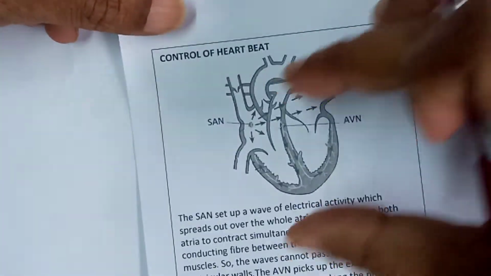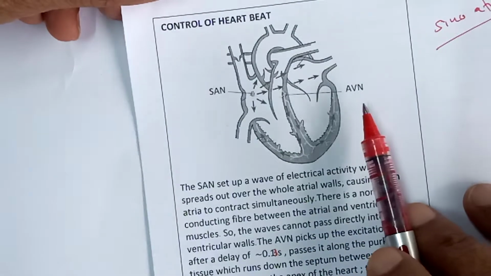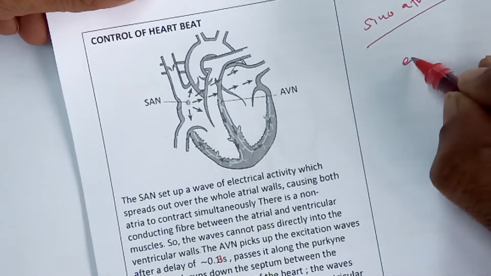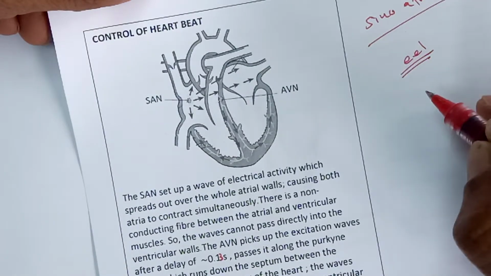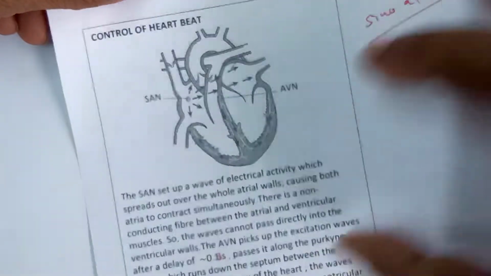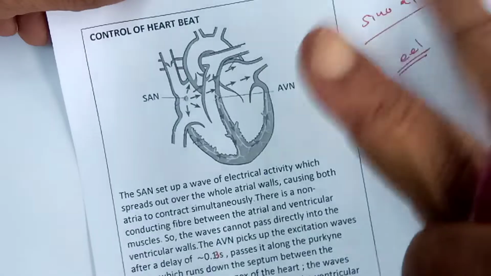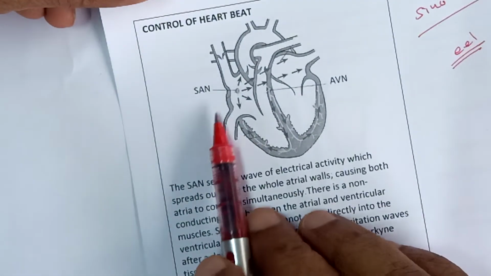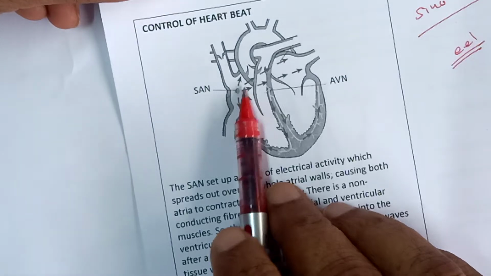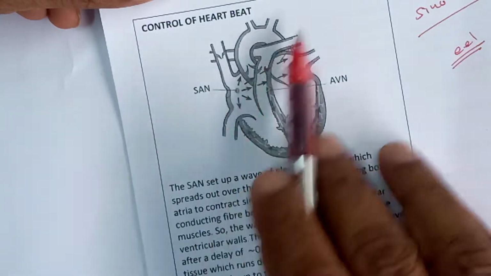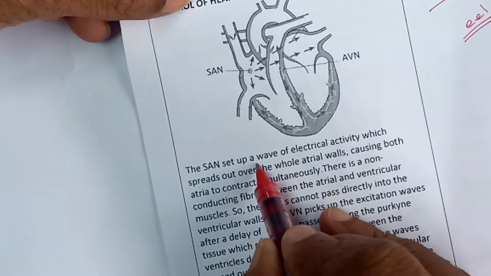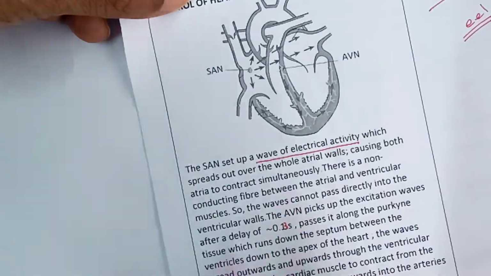Okay, to give current. Like in the cells of an electric eel. You know this electric eel? If you touch it, you get electrocuted. So it is the same type of cells which is found in the heart. It gives a wave of electrical activity. So we call it a wave of electrical activity.